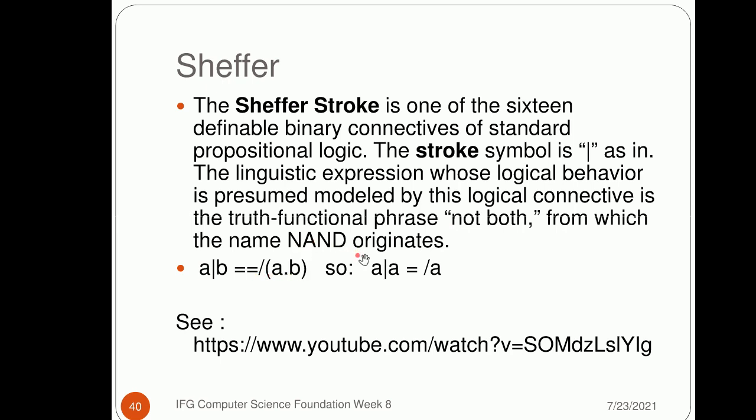It's "not and". Interestingly, if you write A | A, that means not (A and A), so you're actually talking about not A. So you can define negation, or the not operator, in terms of the Sheffer stroke. And I think this is still current. This YouTube video, if you want to have a look, I think it's talking about the Sheffer stroke.